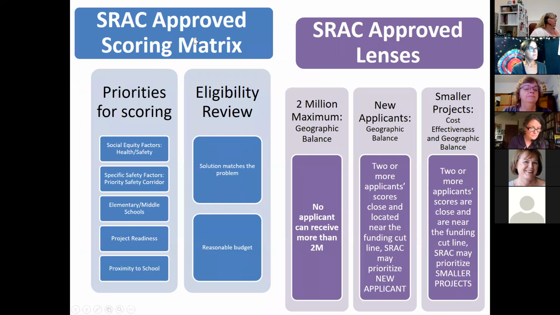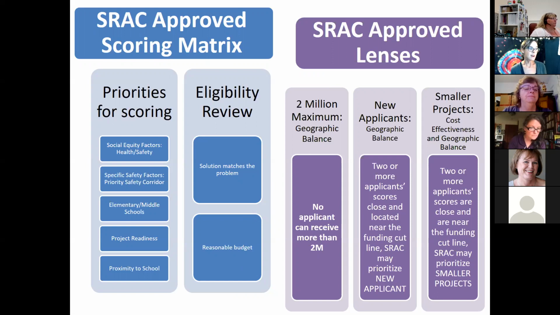So the SRAC approved scoring matrix was a score out of 500. Your priorities for scoring were things like social equity factors that would help us really identify more, prioritize some health and safety criteria. Also specific safety factors around the priority safety corridor, like the speed of the road, how many lanes of crossing students would have to make, the average annual daily traffic, as well as history of crashes.